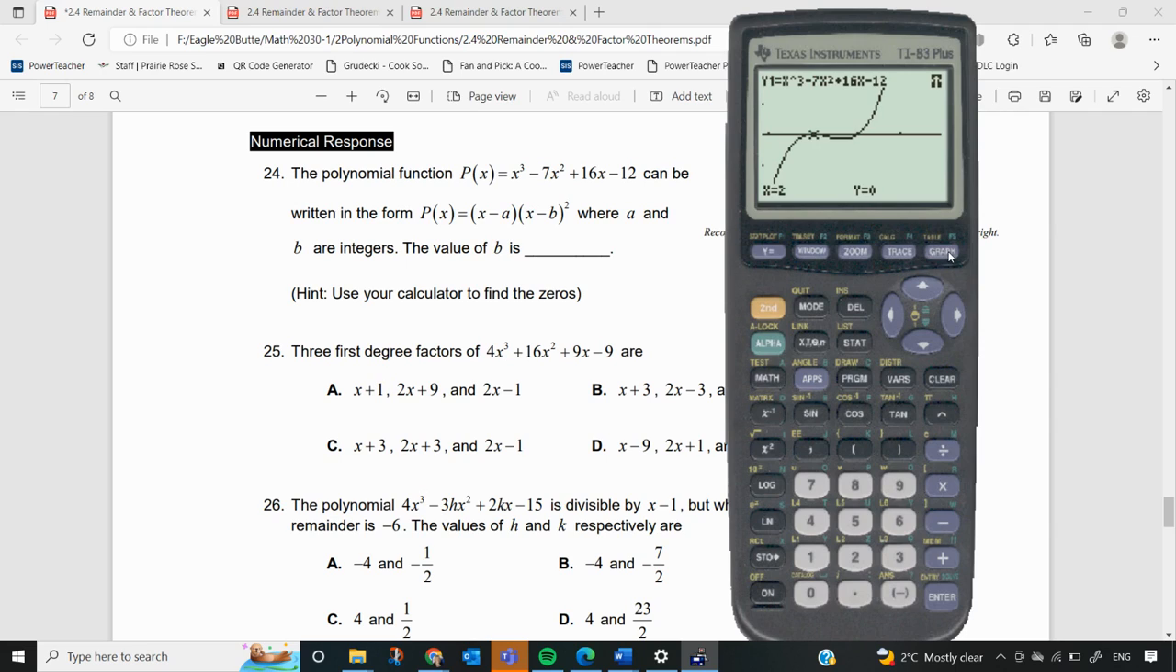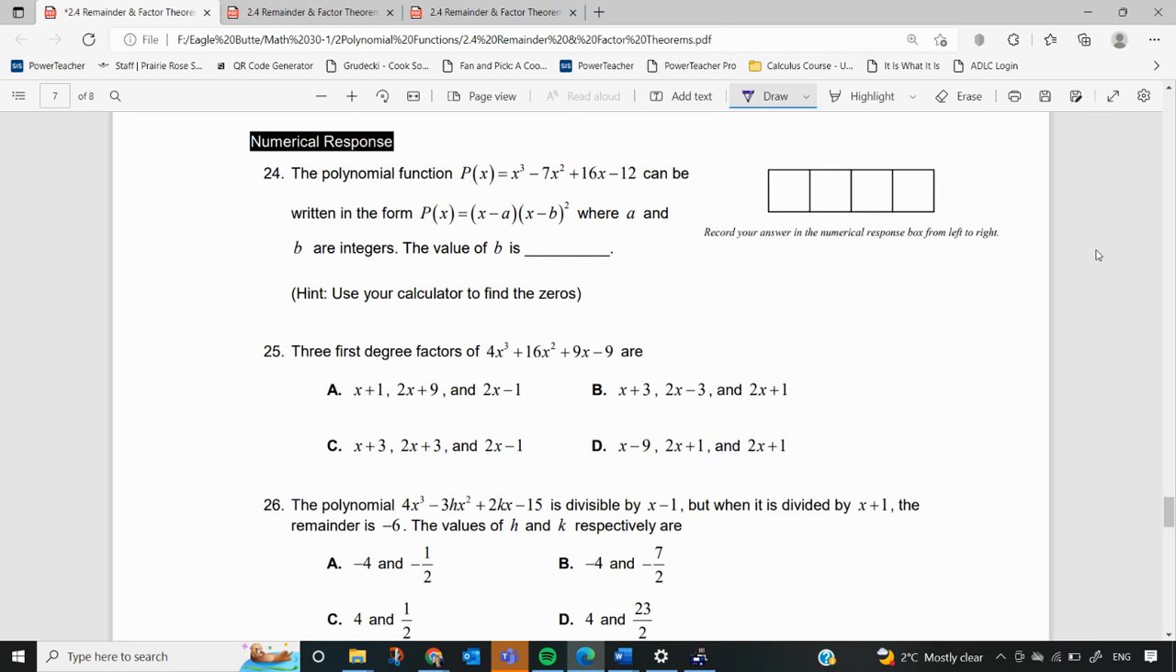Again, you can use your table of values. You can go second function table. And when you're looking at your x values, you're looking to see where your y's are 0. So I have a 0 at x equals 2, and I have a 0 at x equals 3. So I know that when this graph was drawn, it kind of went up and down. And this was at 2 and this was at 3. My multiplicity of 2 happened at x minus 2. So my factors are going to be x minus 3 and x minus 2 squared. So the value of b would be 2.